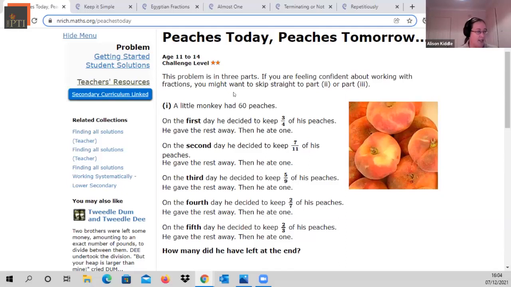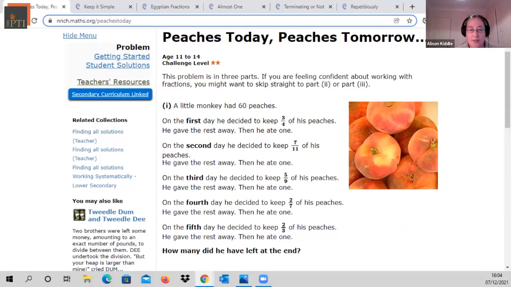On the third day, he decided to keep 5/9 of his peaches. He gave the rest away, then he ate one. On the fourth day, he decided to keep 2/7 of his peaches. He gave the rest away, then he ate one. And on the fifth day, he decided to keep 2/3 of his peaches. He gave the rest away, and then he ate one. And the question is, how many did he have at the end?